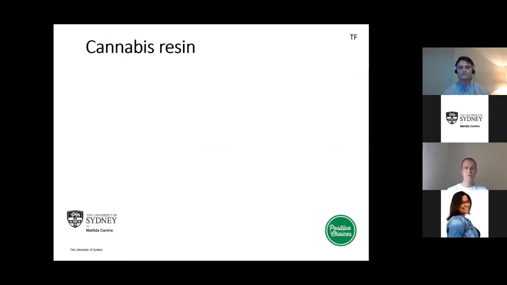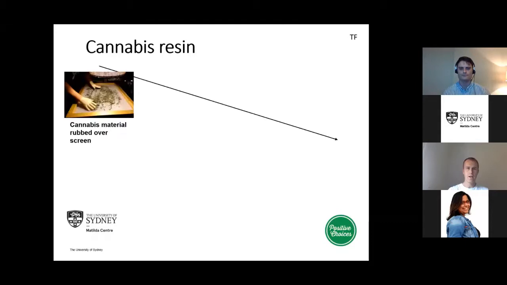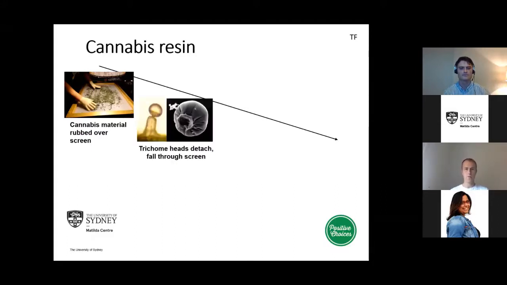Now, cannabis resin is a different kind of product, and there are different ways of making this, but one is by using a screening method. It's a very simple procedure. Growers have their herbal cannabis product and they rub it over this screen. The aim here is to detach the trichomes. It's a very crude method, but what it does is it detaches these trichome heads from the cell, and they fall through the screen.